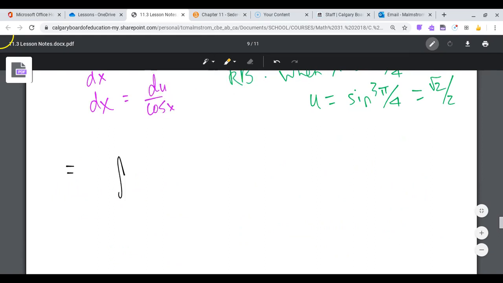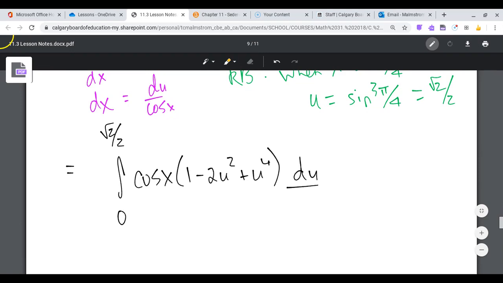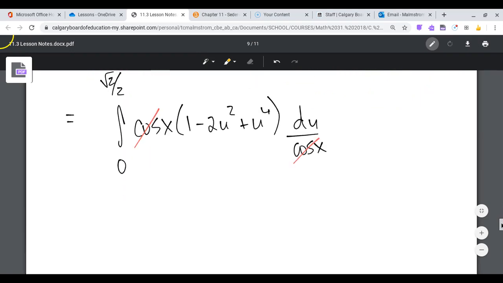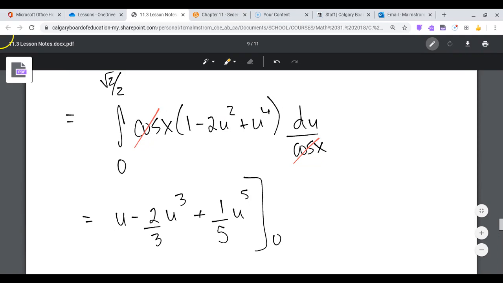So this is going to go from 0 to root 2 on 2. And I have cos x multiplied by 1 minus 2u squared plus u to the 4th. And du on cos x replaces the dx. And then the cos x's go away. And I'm left with just a nice little polynomial to integrate. So the antiderivative is u minus 2/3 u cubed plus 1/5 u to the 5th, being evaluated from 0 to root 2 on 2.